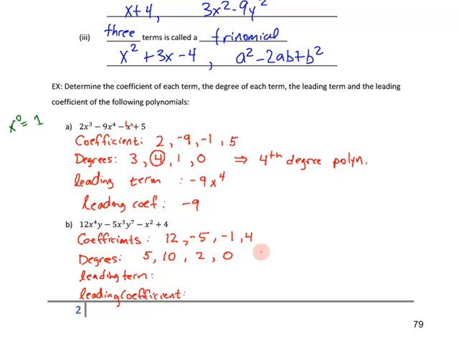The leading term would be the one with the highest power, and that highest power is also telling us the degree of the polynomial. That's a 10th degree polynomial. So the leading term is the one whose degree is 10, which is this term right here: negative 5x to the 3rd, y to the 7th, which has a leading coefficient of negative 5.